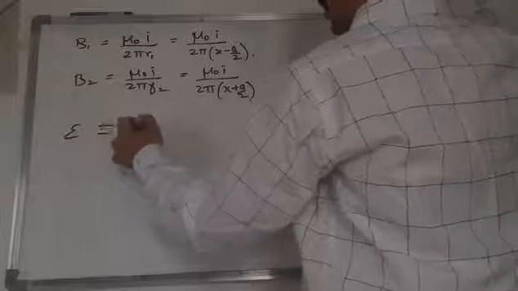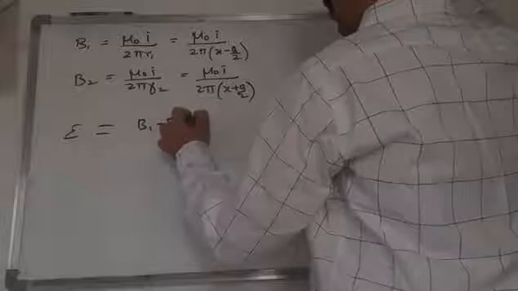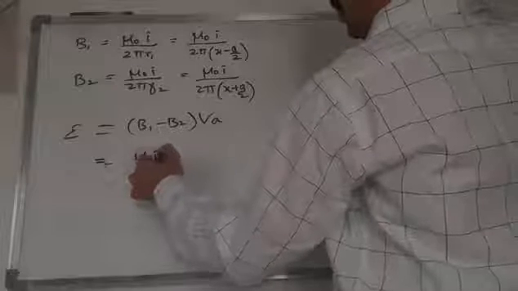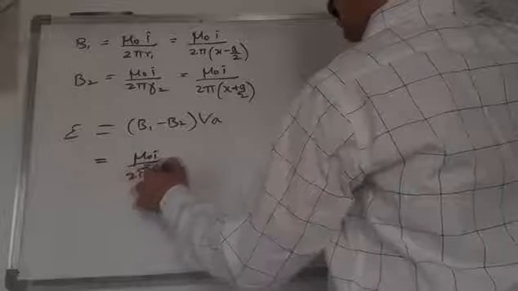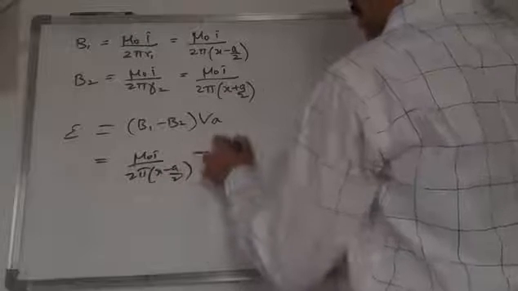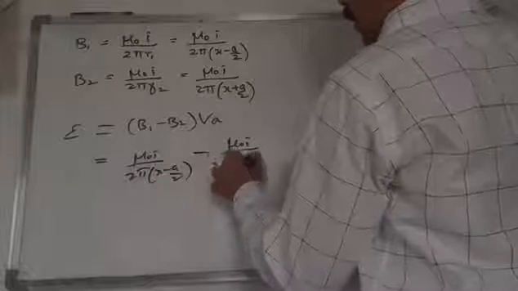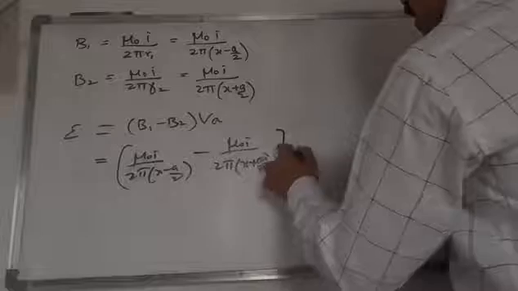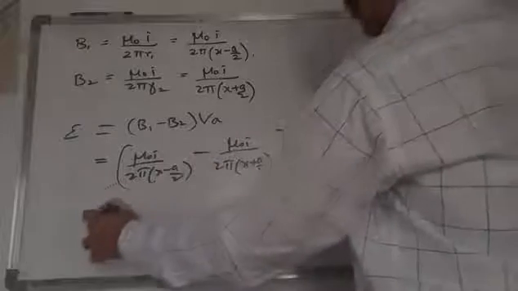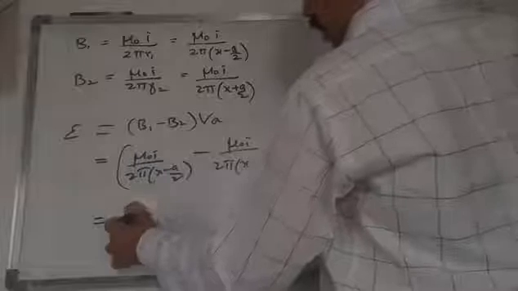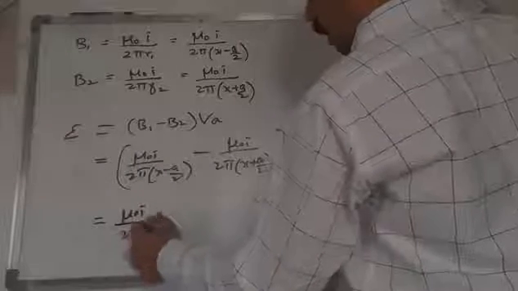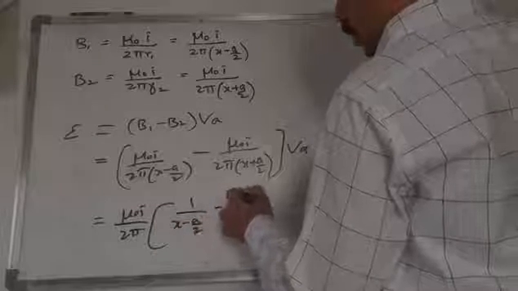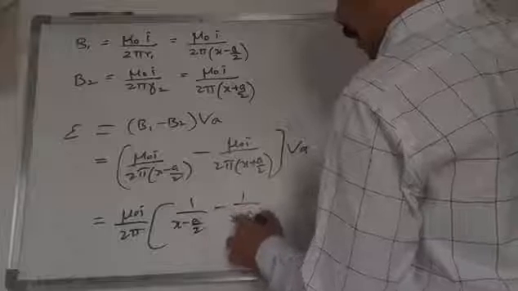EMF is equal to B1 minus B2 into VA, right? So we can write mu naught I by 2 pi into (x minus a by 2), this is 1, minus mu naught I by 2 pi into (x plus a by 2), this is another one, into VA. You can take mu naught I by 2 pi common in both terms, right? So we can write mu naught I by 2 pi common, 1 by (x minus a by 2) minus 1 by (x plus a by 2).